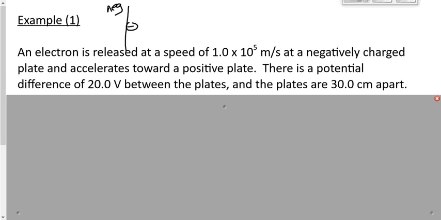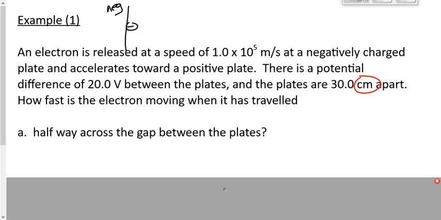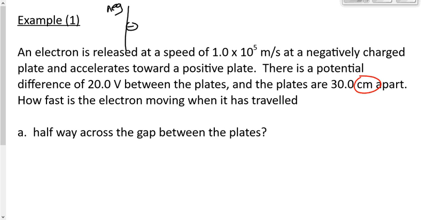There's a potential difference of 20 volts, 30 centimeters apart. We want to know how fast the electron is moving when it's gone halfway across the gap between the plates. This is like a car going down a hill. At the top of the hill, what kind of energy does the car have? Potential energy, because it's going to speed up as it goes down the hill, so it must start off with potential energy. Does it have anything else? Kinetic energy, because it's moving at the top of that first hill.